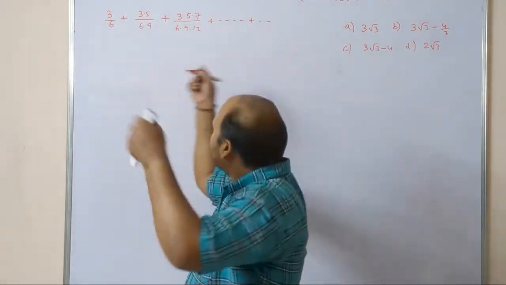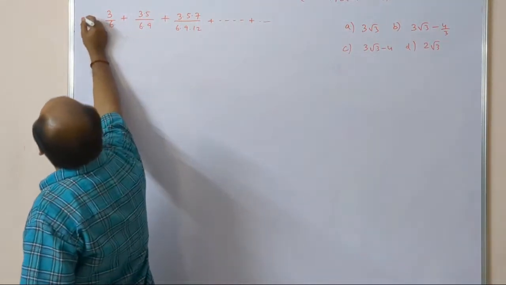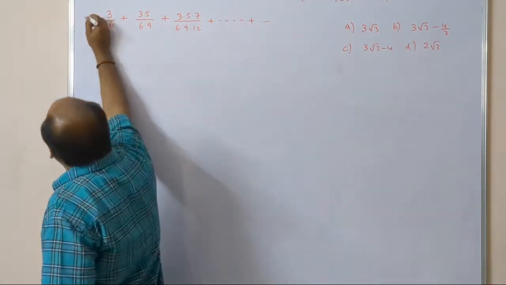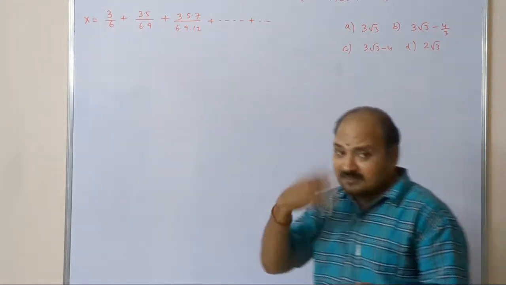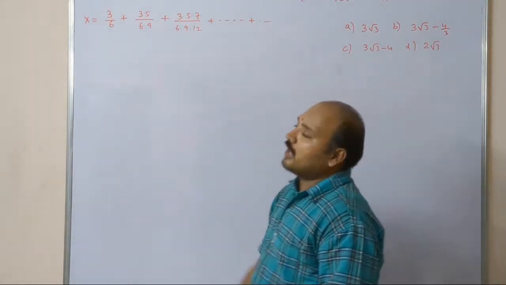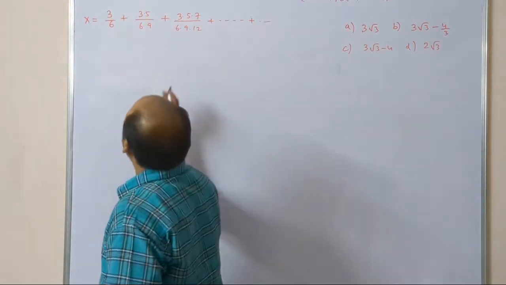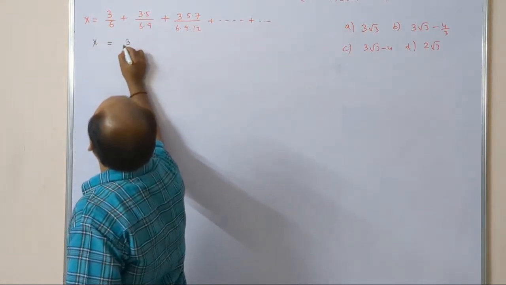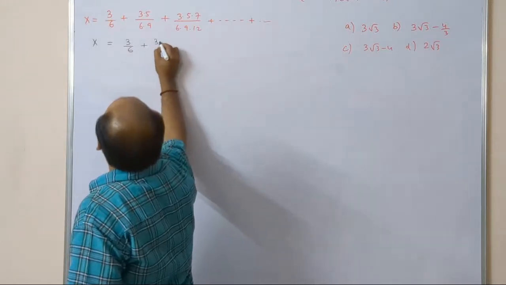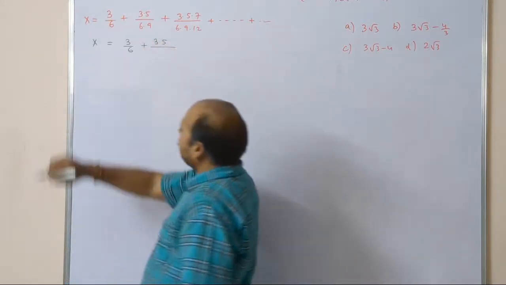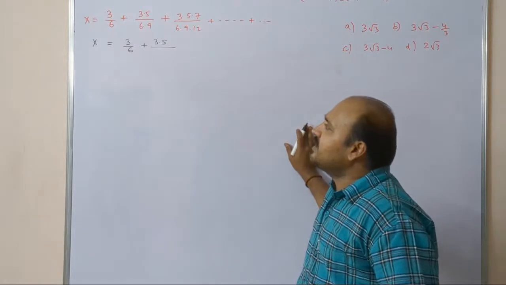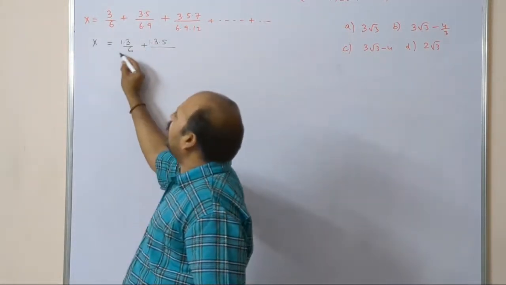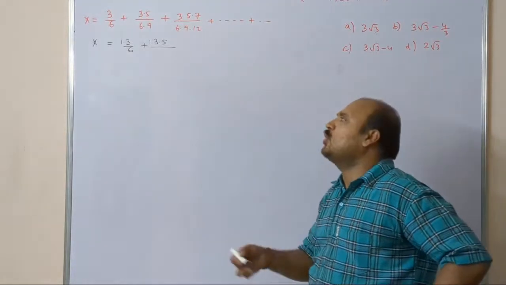So first, for this type of question, what we have to do is, let us consider x. Otherwise, take capital X. Why? Because we have to compare with 1 minus x in some series. So capital X is equal to 3 by 6 plus 3 into 5 by 6 into 9. Anyway, this is 1 into 3, 1 into 3, but here two terms are not there. So how to do?